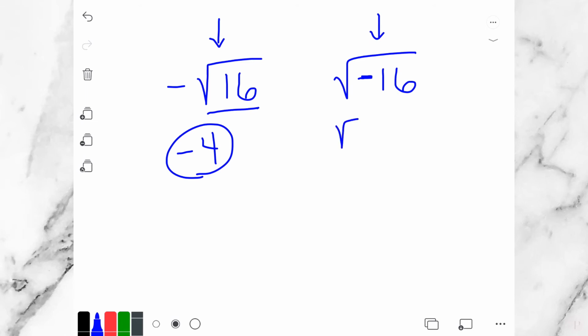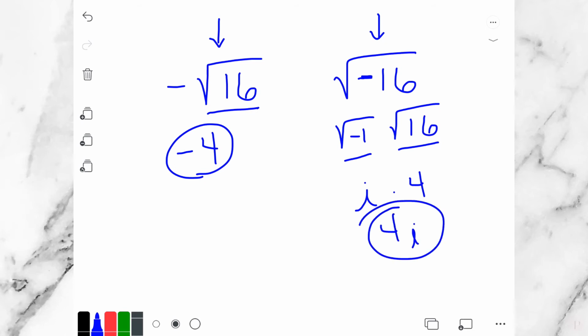This one, though, has a square root that is negative inside. So therefore, you're having to rewrite it like this. So square root of negative 1 is your i. Square root of 16 is 4. So again, we're going to write it as 4i. Final answer. You see, your answers are not the same, and where that negative is makes a big difference.